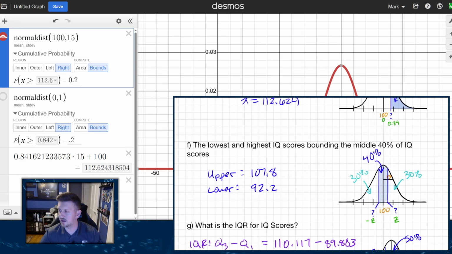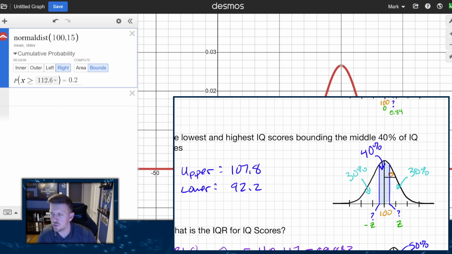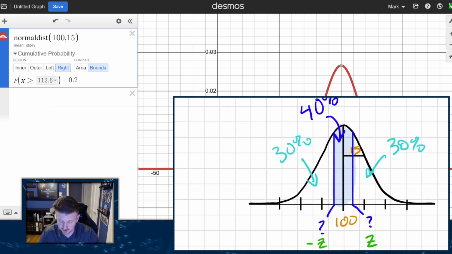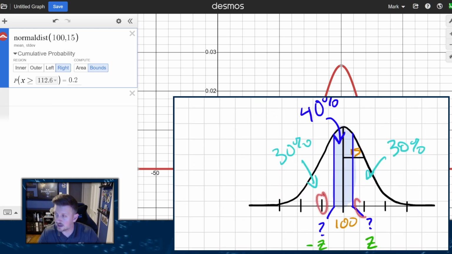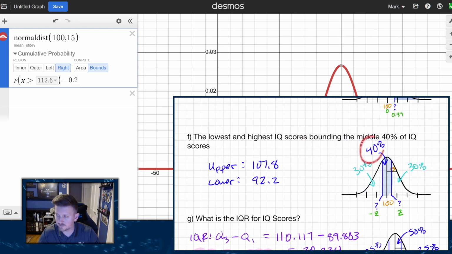What's the lowest and highest IQ scores bounding the middle 40% of IQ scores? So if I want to find the middle 40%, let's work through this one. I'm going to get rid of the Z one because I don't want it right now. My work says it should be about 107 to 92. From our quick sketch, we should know that it's definitely going to be well within one standard deviation, because it's less than 68.